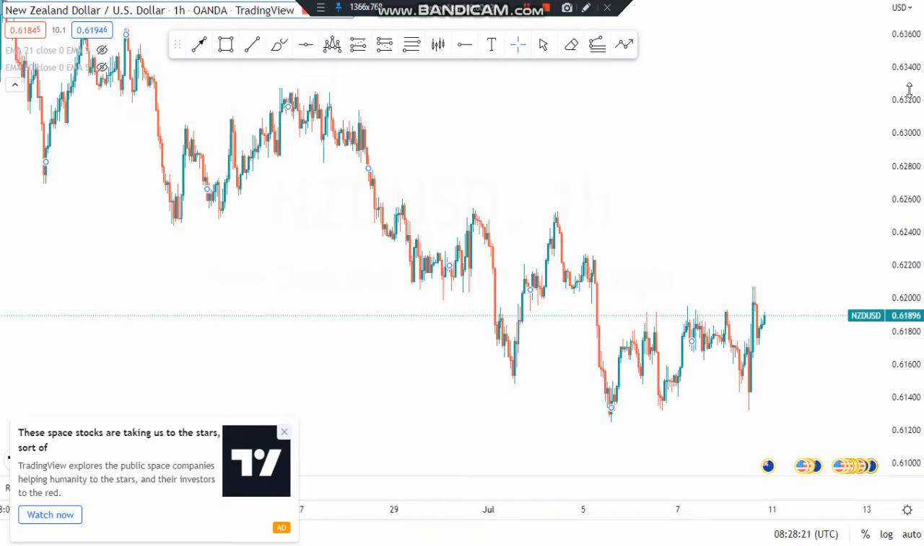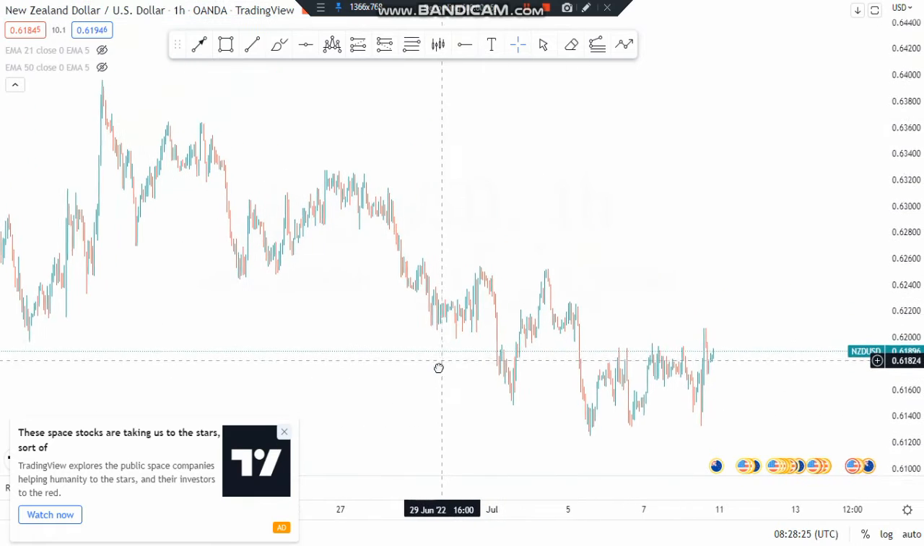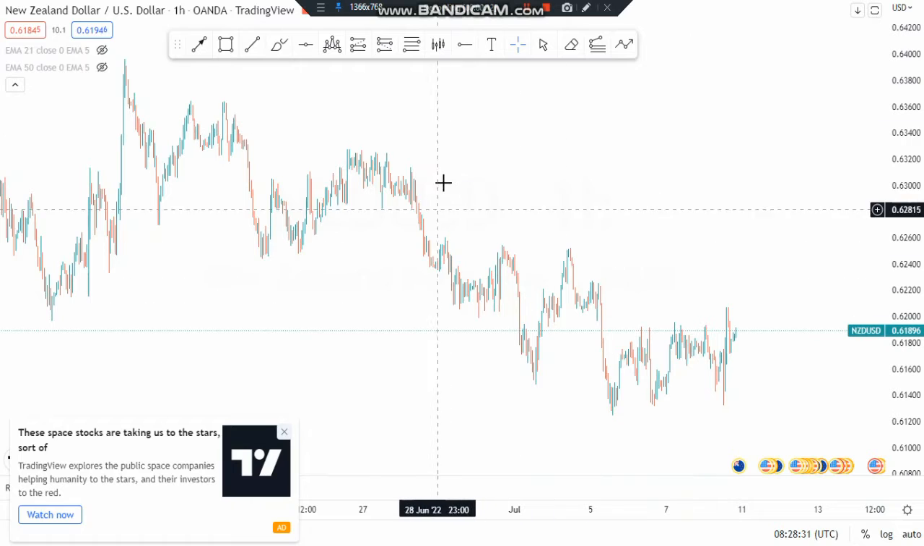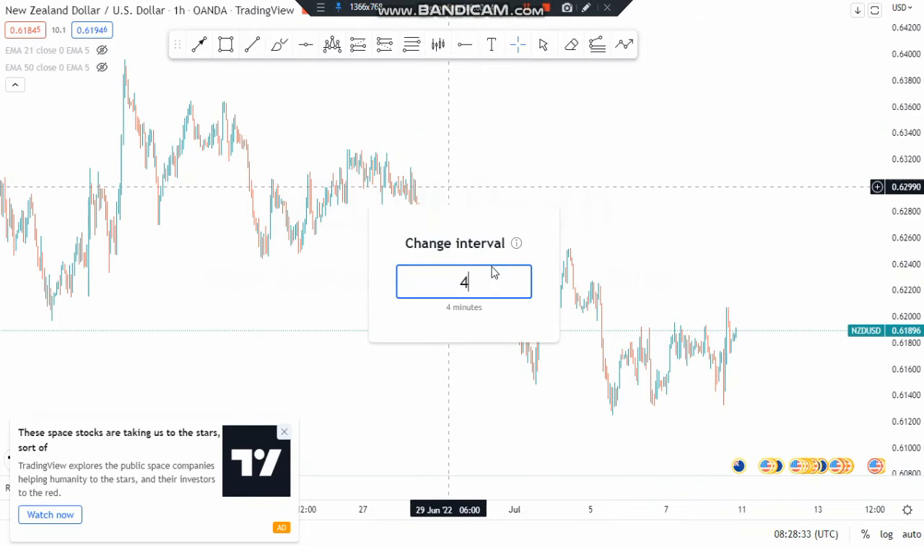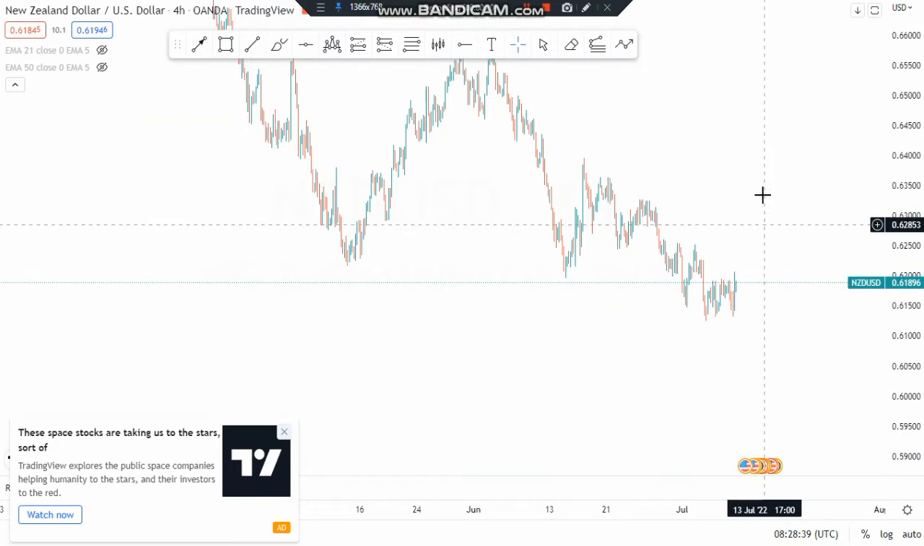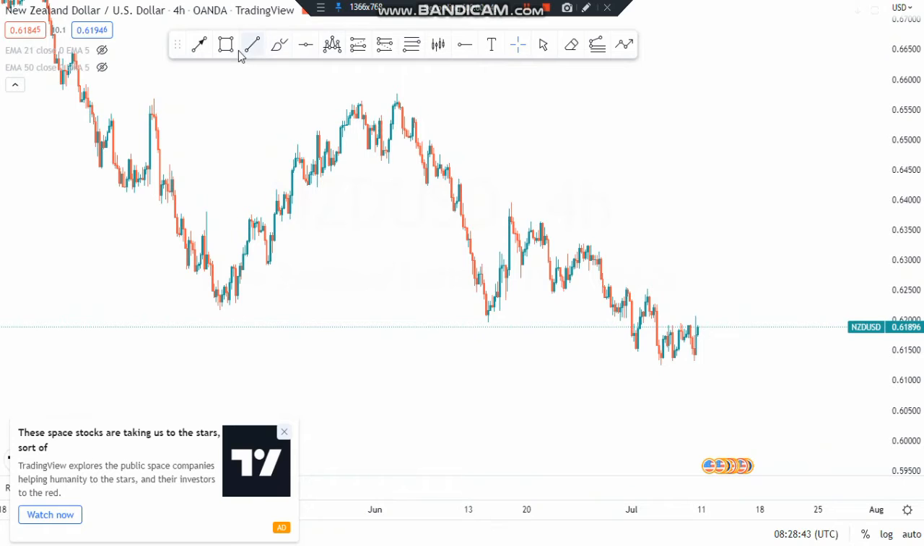This is my second pair, and what I have here is the New Zealand dollar against the US dollar. This is the 1 hour time frame, I guess. So let's go to the 4 hour time frame and draw our lines and see where our trend is taking us. As you can see here, guys, the first thing that I notice, we have this area.